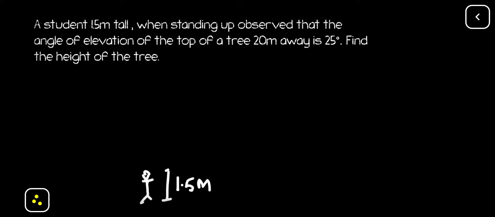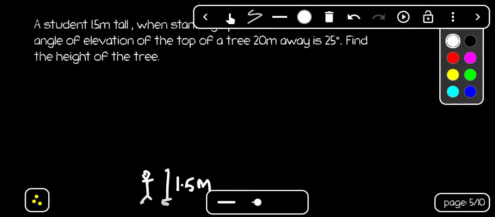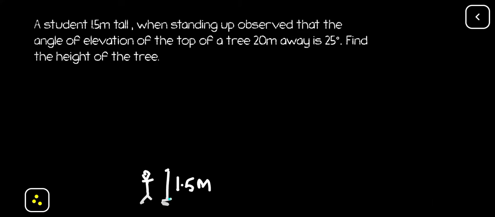Now, when standing, obviously standing, he observed that the angle of elevation of the top of a tree 20 meters away. So the tree is 20 meters away from him. If you look at it from where he's standing, let's say this is the point where he's standing. 20 meters away, there's a tree. So this is 20 meters. There's a tree.